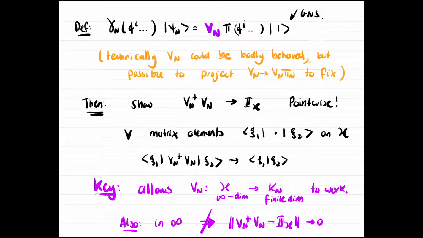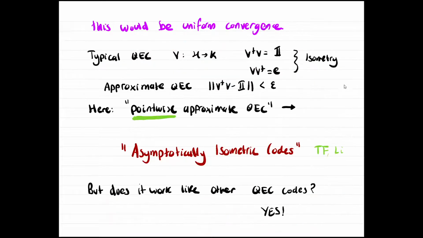And a good example of this is if Vn dagger Vn is just some sequence of projectors that's growing and gets bigger and just becomes the identity, this norm is always 1, so it never approaches 0. Yet on any fixed element, it will approach the identity as required.